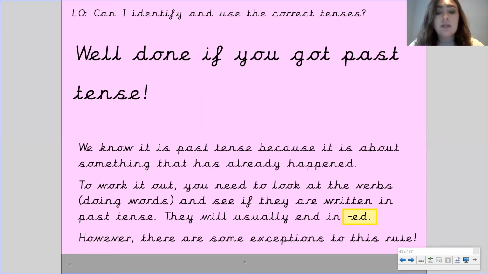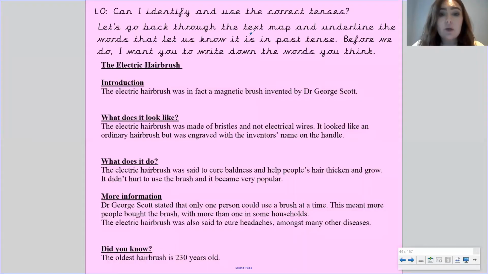To work it out, you need to look at the verbs, the doing words, and see if they are written in past tense. If they are, they will usually end in ed. However, there are some exceptions to this rule. Okay, let's go back through the text map and underline the words that let us know that this is written in past tense. But before we do, I want you to have a go at writing down the words that you think show that it's in past tense. So pause the video to have a go.